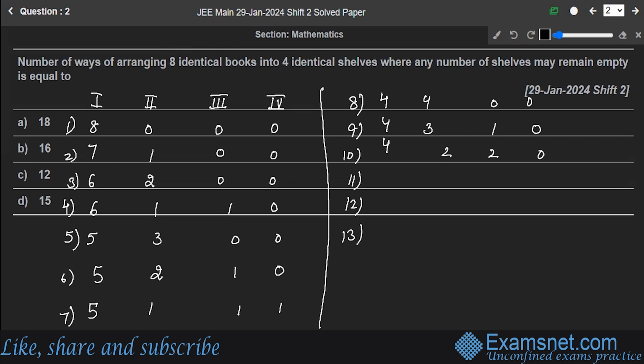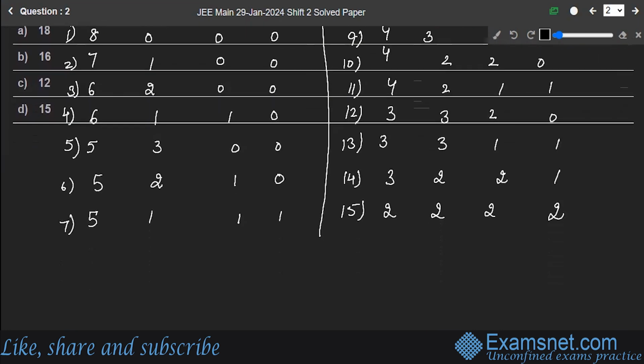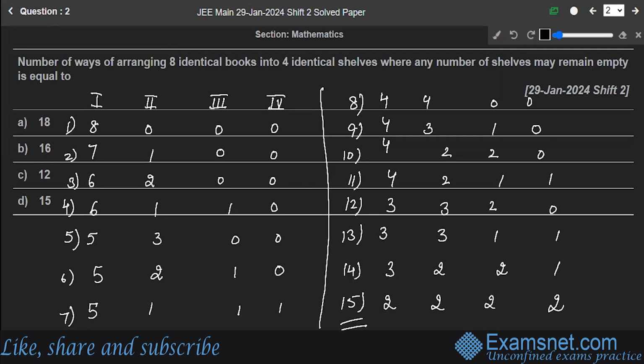Then you have 4, 2, 1, 1. Let's say this is 3, 3, 2, 0, 3, 3, 1, 1. And this is 14. Then you have 3, 2, 2, 1. Then you have here 2, 2, 2, 2. That's it. This is the minimum possible. So there are a total of 15 possible ways in which this can be done. You have option D as the right answer. Hope you're clear with this. Let's move to the next question then.